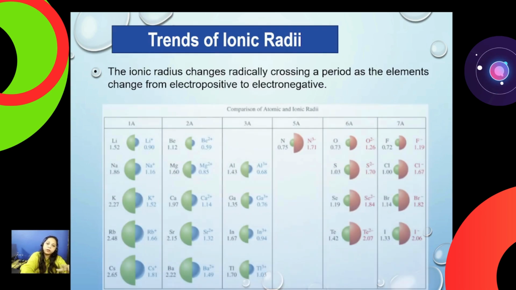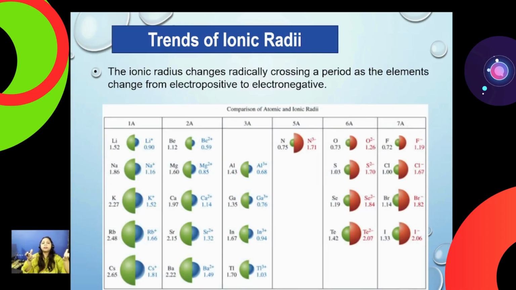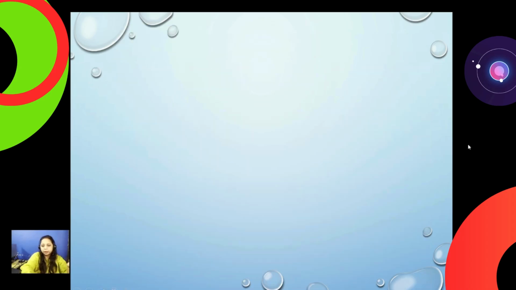So, what are the general trends? Similar are the general trends that if we talk about a period, the ionic radii basically decreases, and it actually converts from electropositive to electronegative.